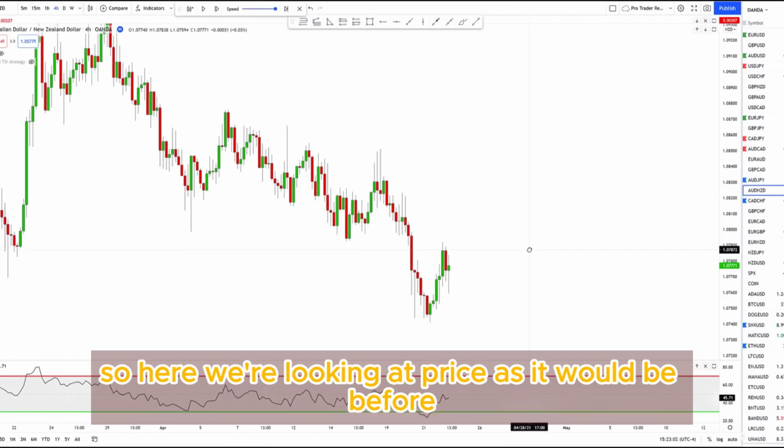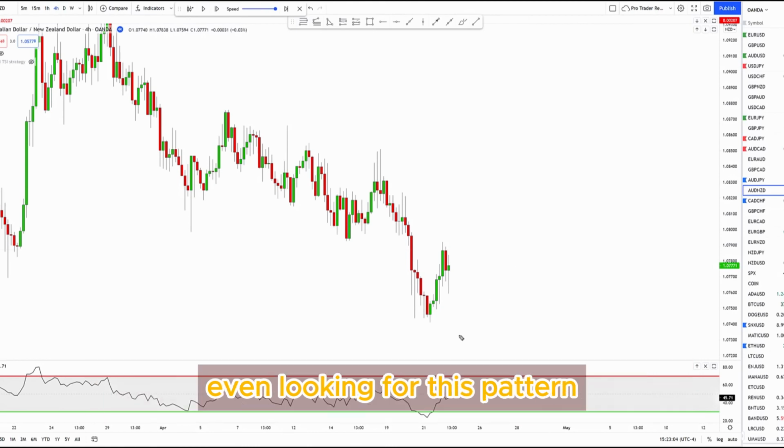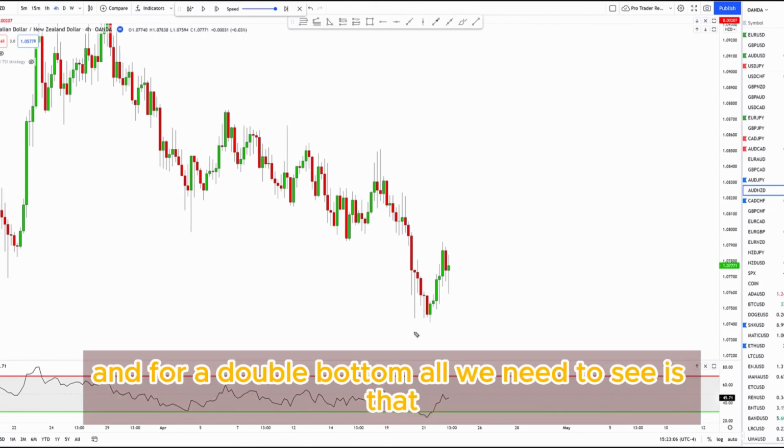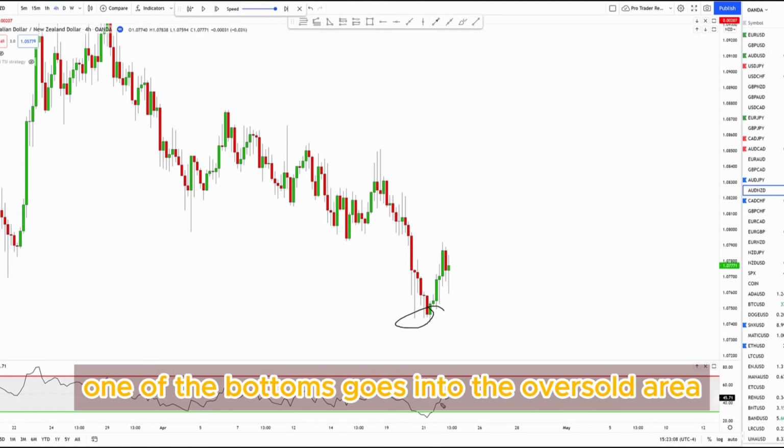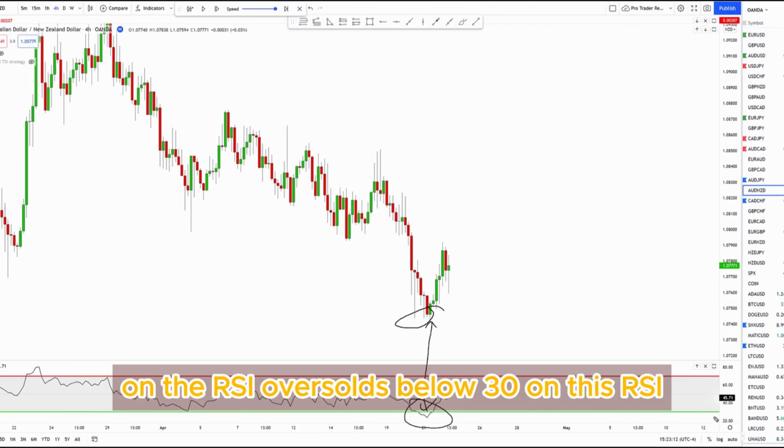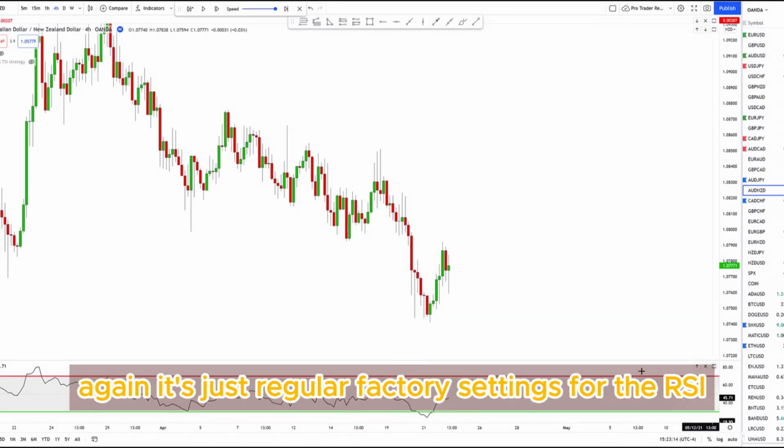Okay, so here we're looking at price as it would be before even looking for this pattern. And for a double bottom, all we need to see is that one of the bottoms goes into the oversold area. On the RSI, oversold is below 30. On this RSI, again, it's just regular factory settings for the RSI.